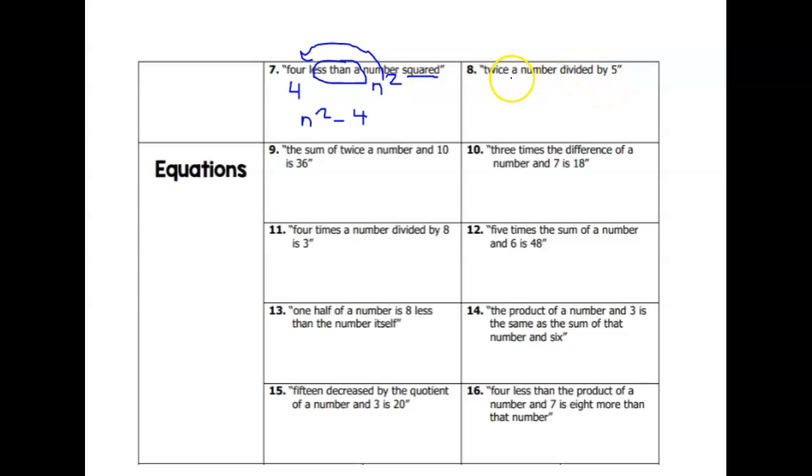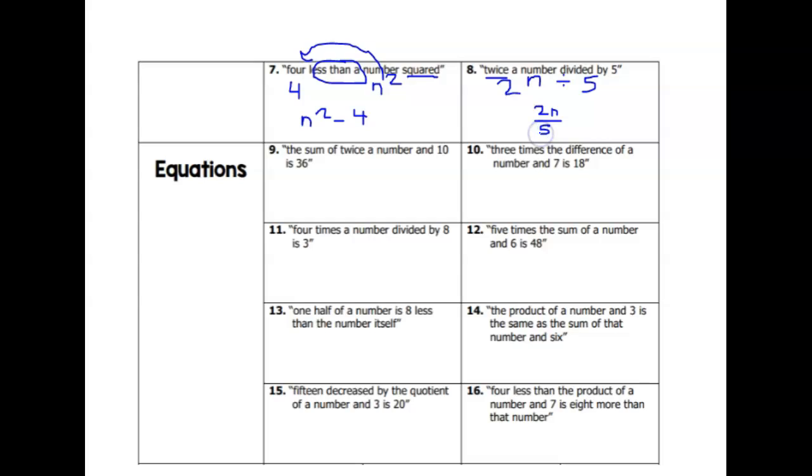Number 8 said twice a number divided by 5. Okay? So I'm going to take my number n, and remember twice meant product, means I'm multiplying. So I'm going to take 2 times n, and then divided by, this is division, divided by 5. And guys, I can also write this as a fraction. This is 2n divided by 5.